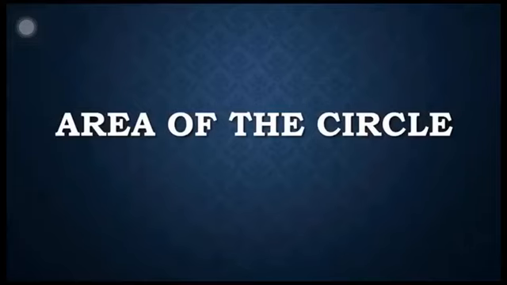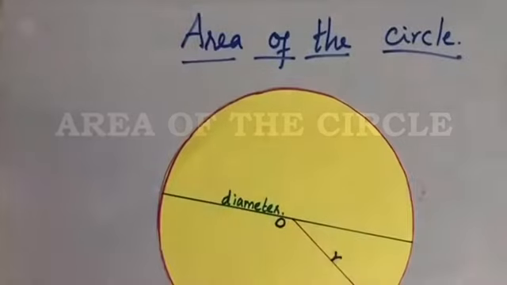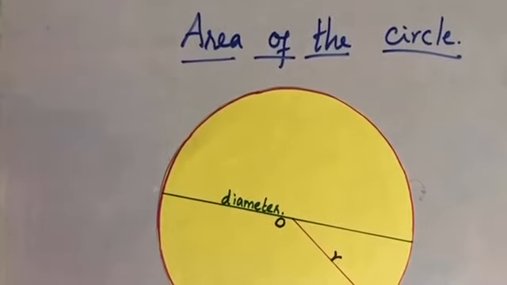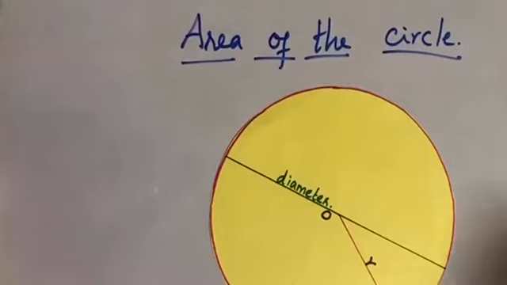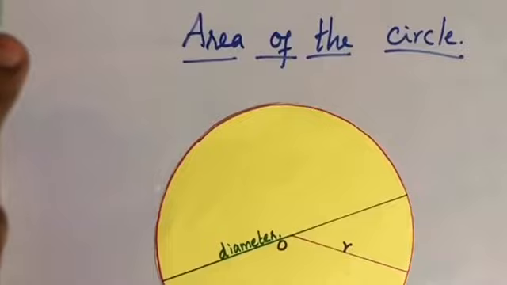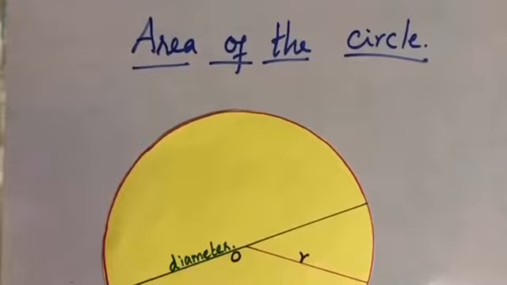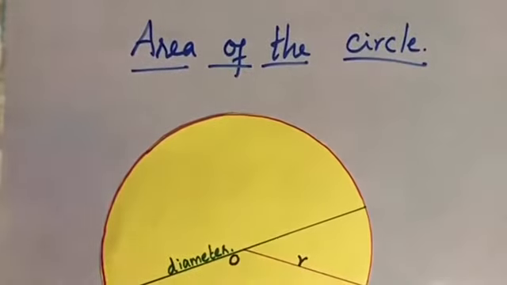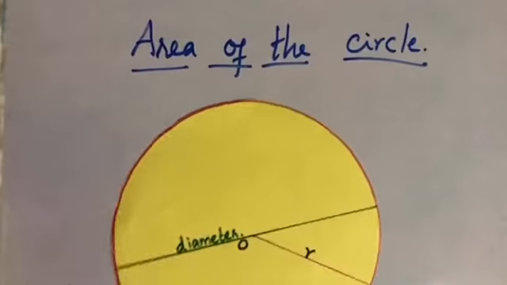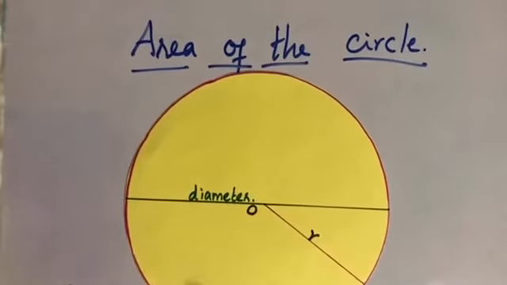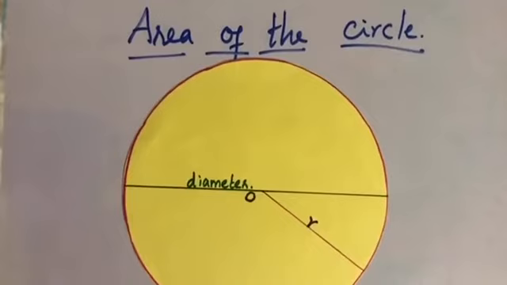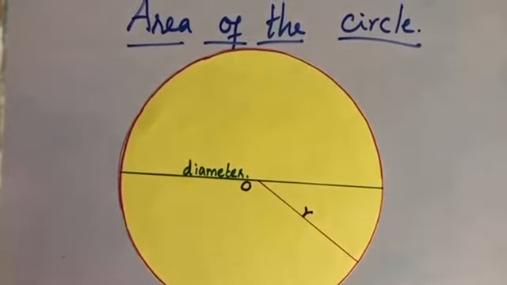Area of the circle. Girls, today we are going to learn about area of the circle. Last week in the previous class, we have learnt about the perimeter of the circle. What is the perimeter of the circle? Perimeter is the outer boundary, and in the circle we call it the circumference. The perimeter of the circle is called the circumference. Okay, so now we are going to learn about area.